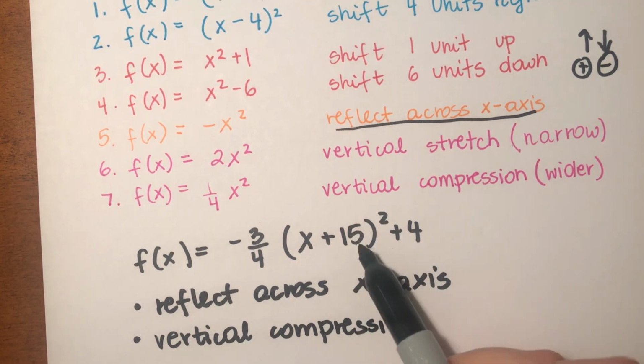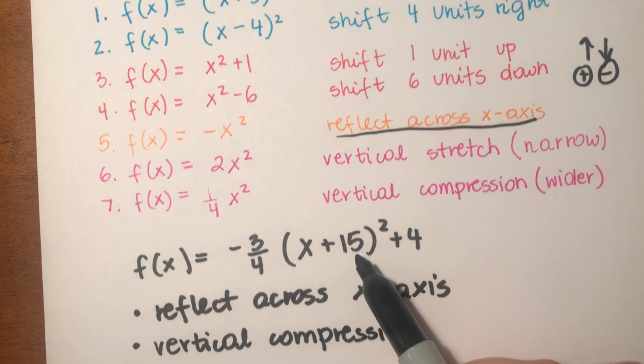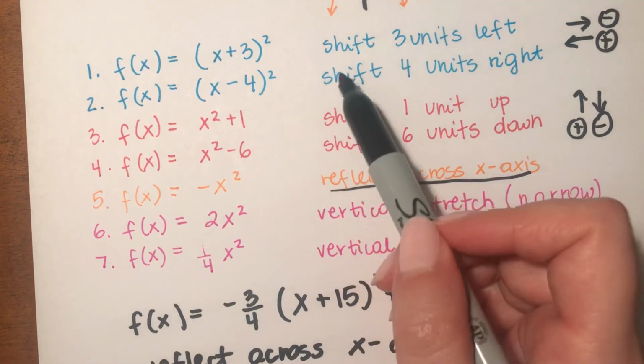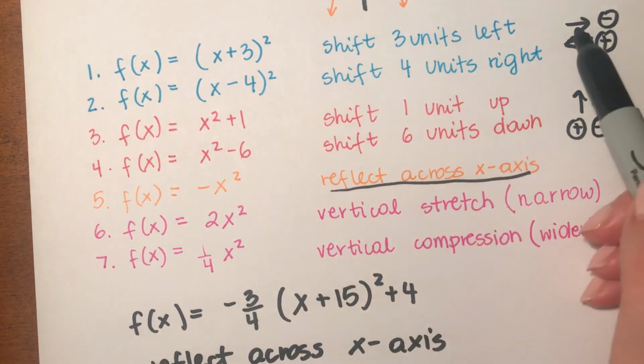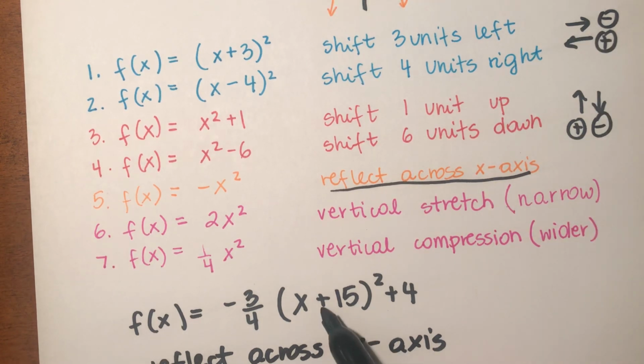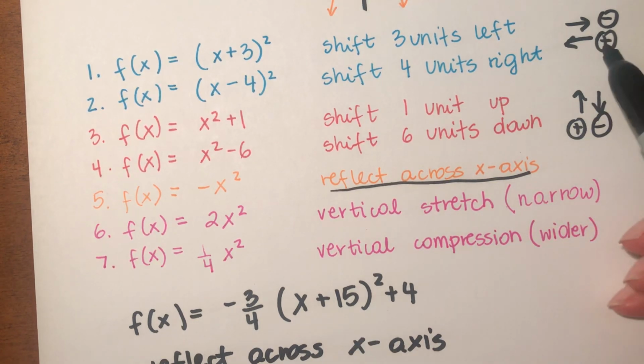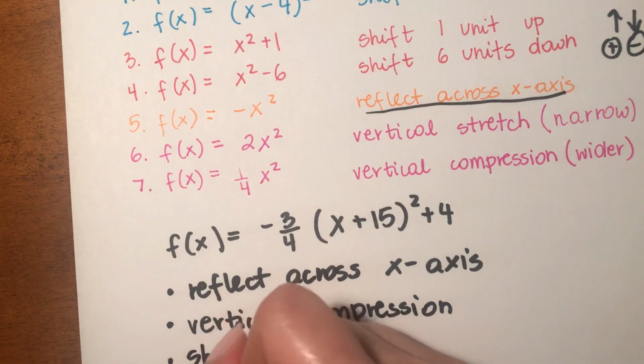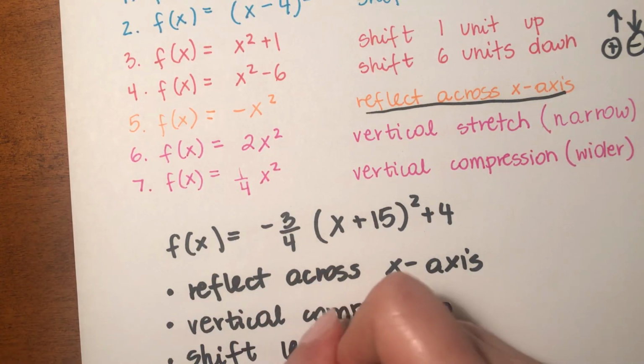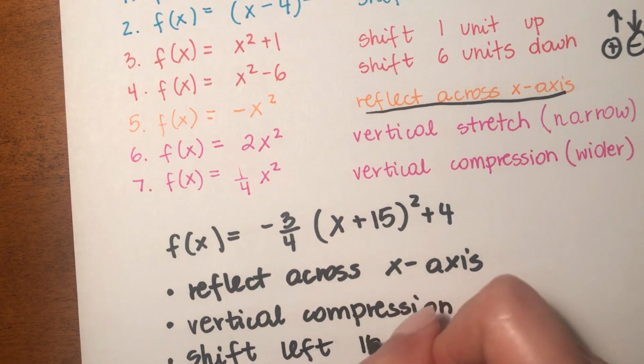Okay. Next, I have 15 inside of the parentheses. Inside of the parentheses, I have the blue section. It's a horizontal shift. If I see a positive number, I will actually have a shift to the left. So shift left 15 units.